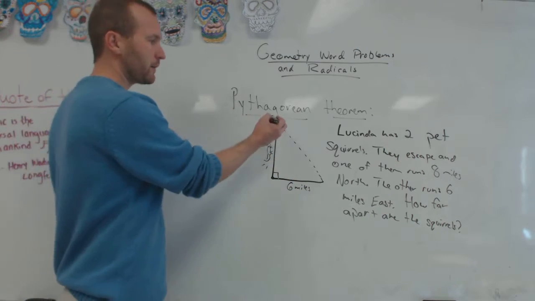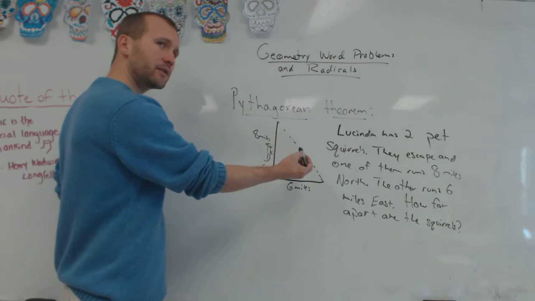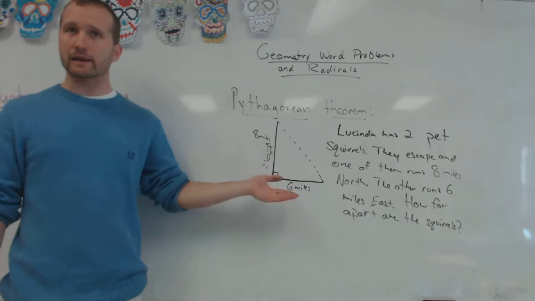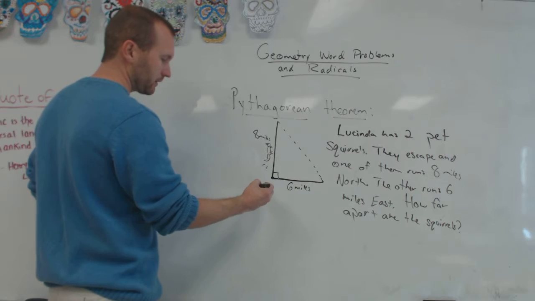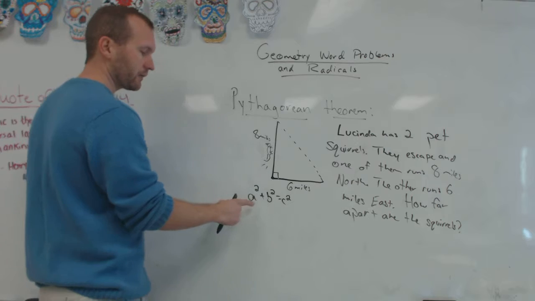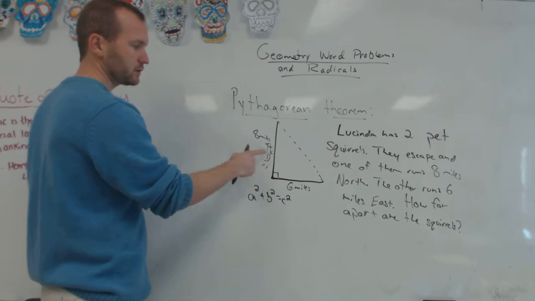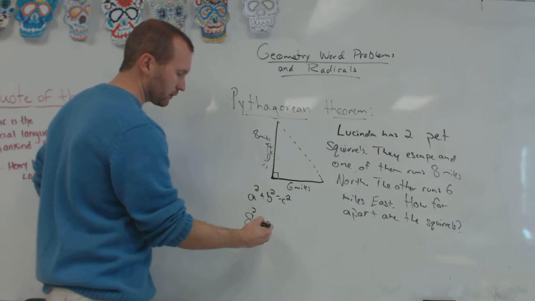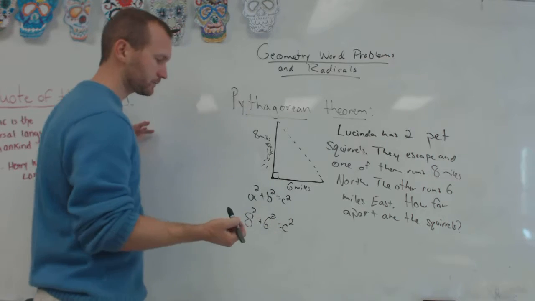So in a triangle, the hypotenuse is the longest side. That's always across from the 90-degree angle in a right triangle. The other sides are called the legs. So A and B are the legs. So in the Pythagorean theorem, we have A and B as our 2 sides that we're doing. So we're going to do something like 8 squared plus 6 squared equals C squared.